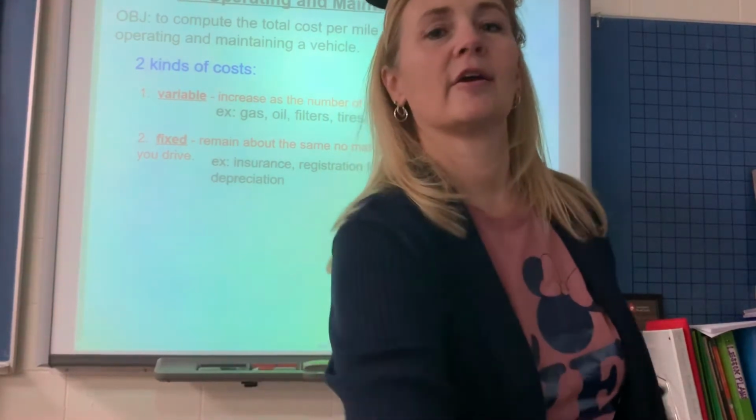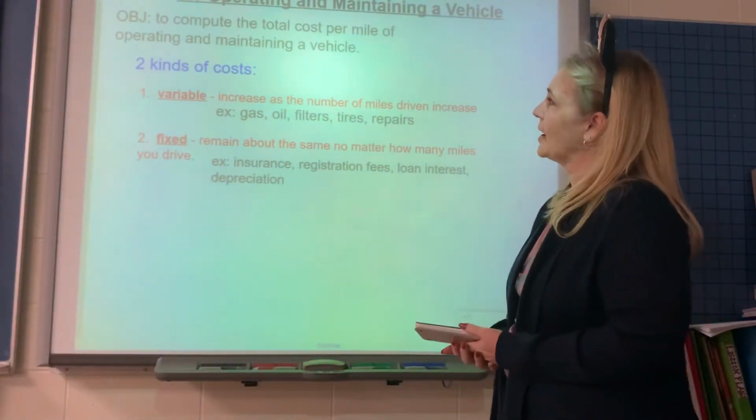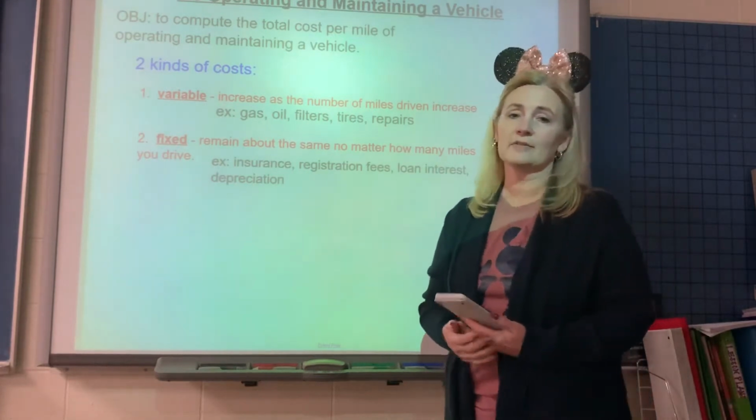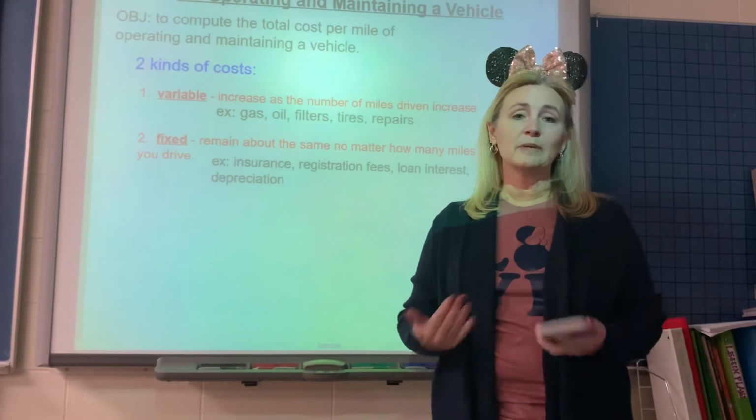Let me get my calculator. Okay. Our objective is to compute the total cost per mile of operating and maintaining a vehicle. There are two kinds of costs. There are variable costs and there are fixed costs. Variable just means changing. Fixed means stays the same.